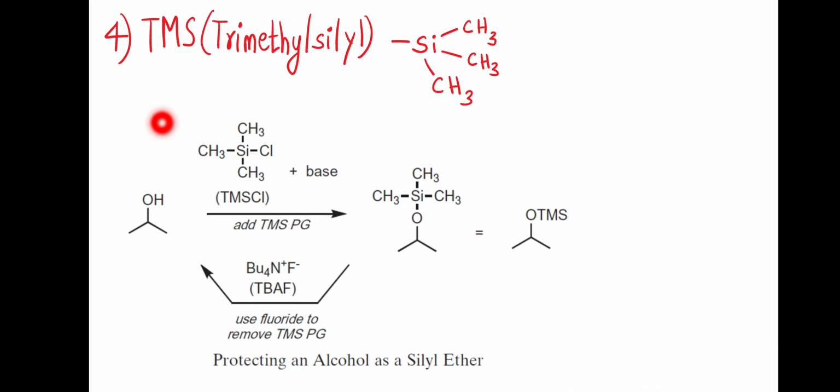So what do you use? Trimethylsilyl chloride, TMS chloride. Again you use a base, you form O minus, O minus will attack here, Cl minus will be lost, and you will get the TMS protected product.